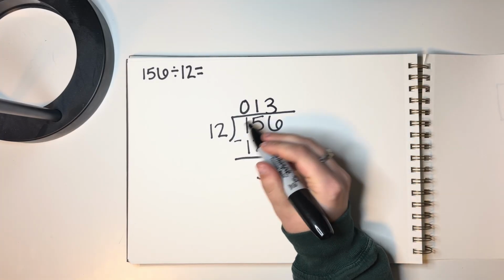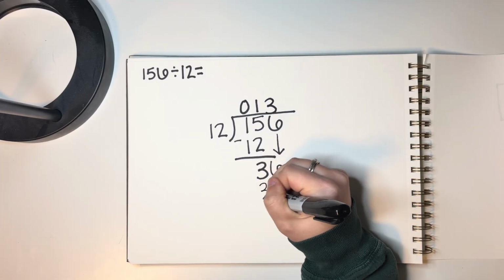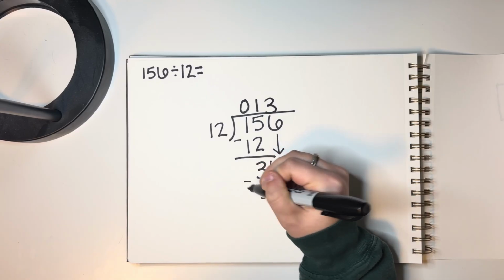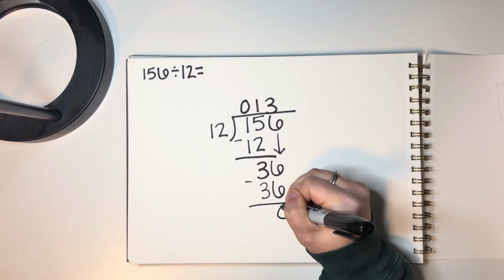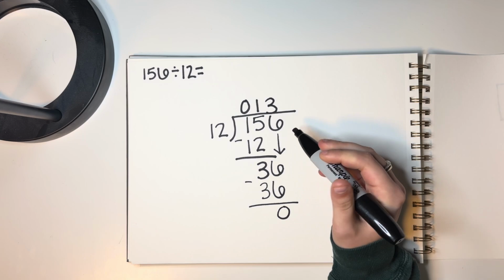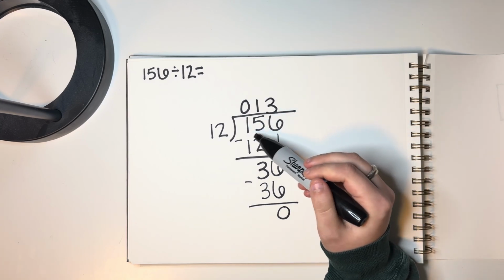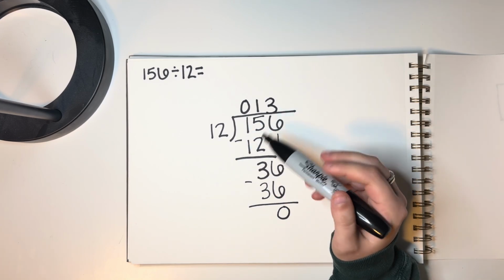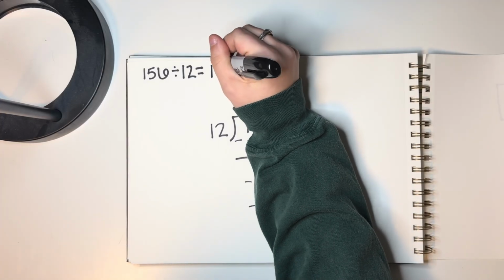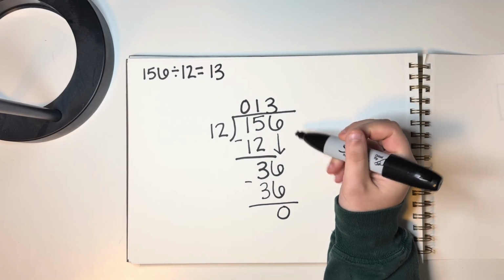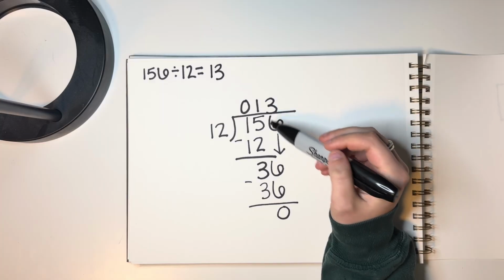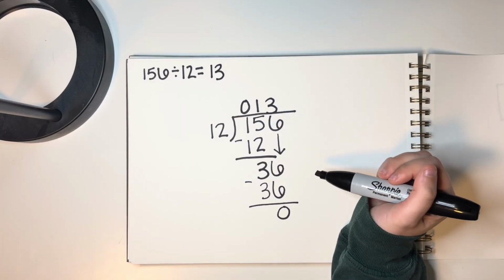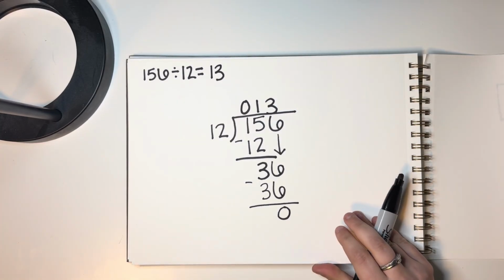And I know that 12 times 3 is 36. And I'm going to subtract. And I'm left with 0, which means there is no remainder in this division equation. So 156 divided by 12 is 13. And you can always check your work or have your students check their work by doing 12 times 13. And if their answer is 156, they know that they did it right.